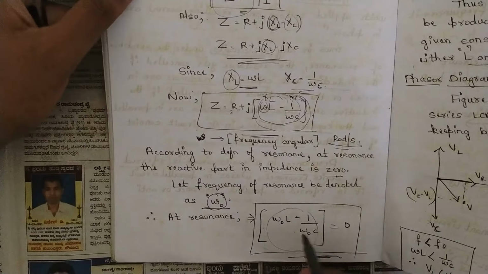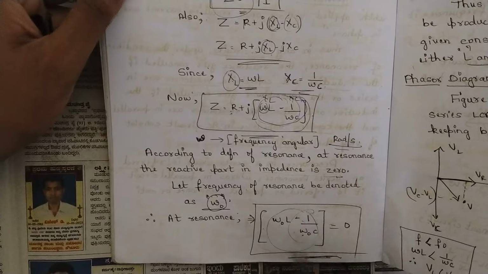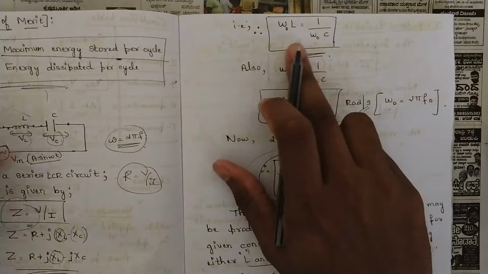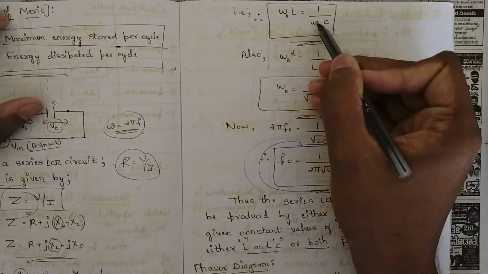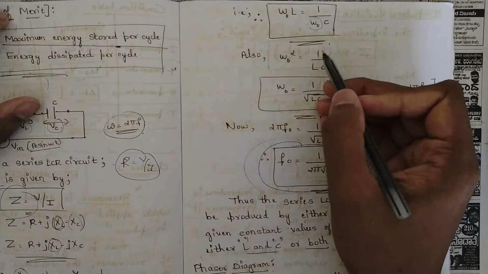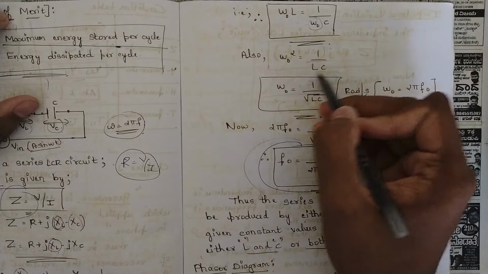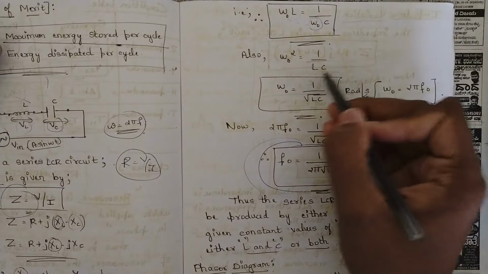If we bring this term to the other side, it would be positive. So we get omega naught L is equal to 1 by omega naught C. Now cross multiply, so you get omega naught square is equal to 1 by LC. This L I am bringing to the other side, cross multiplying, so you get 1 by LC.